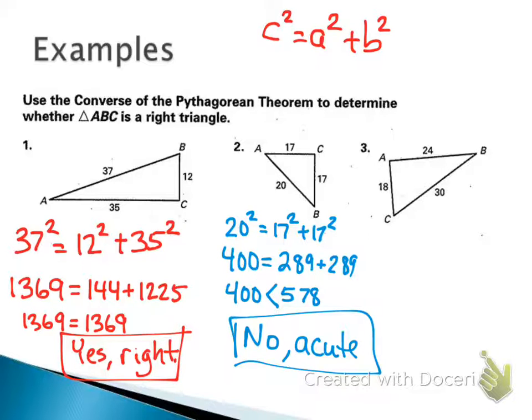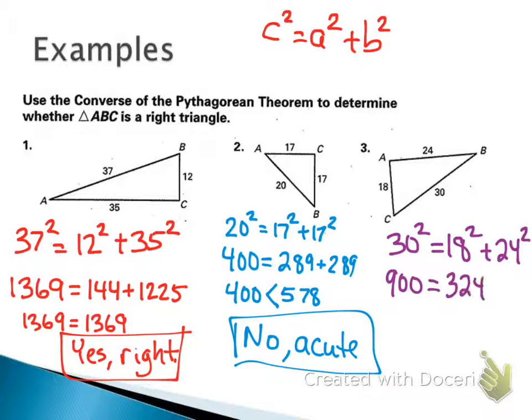All right, same thing on 3. So we're going to start with the 30. We're going to square it. Equals 18 squared plus 24 squared. That's going to be what? What's 30 squared? 900. What's 18 squared? 324. What's 24 squared? 576. And what do you get when you add those together? 900 equals 900. So is this a right triangle? Yes, yes, right.